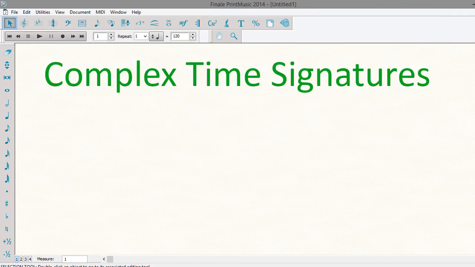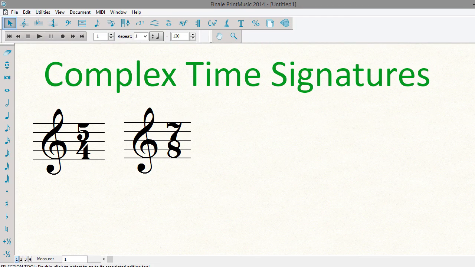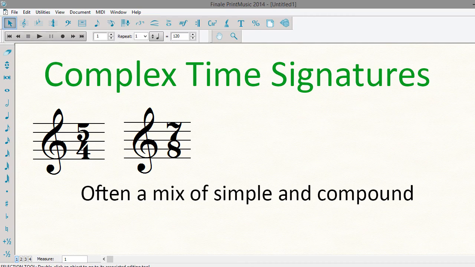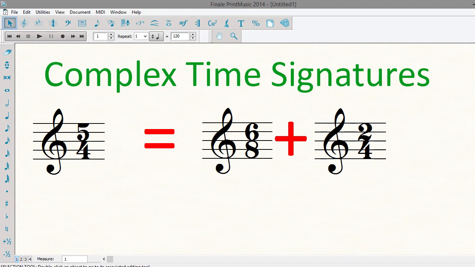But here's the thing, the most common of these, like 5/4 or 7/8, are often a mix of simple and compound. 5/4, for example, sounds like a 6/8 and a 2/4, which may sound confusing, but I just tell students to remember this melody.